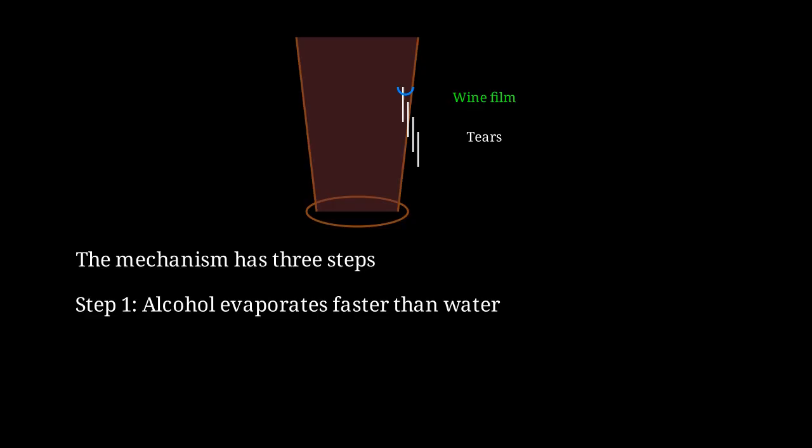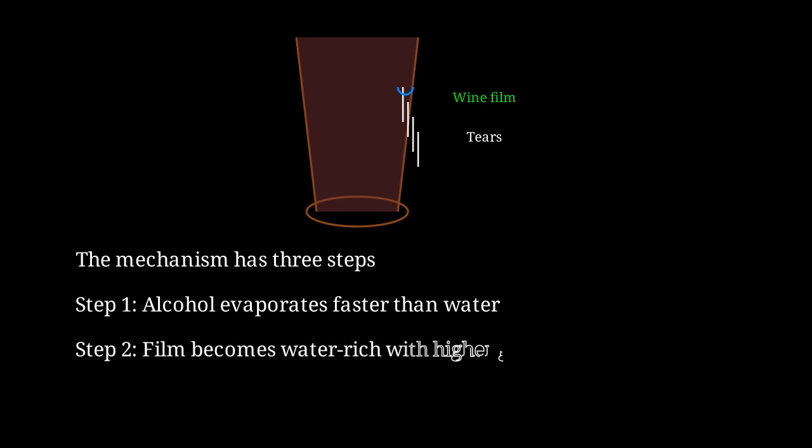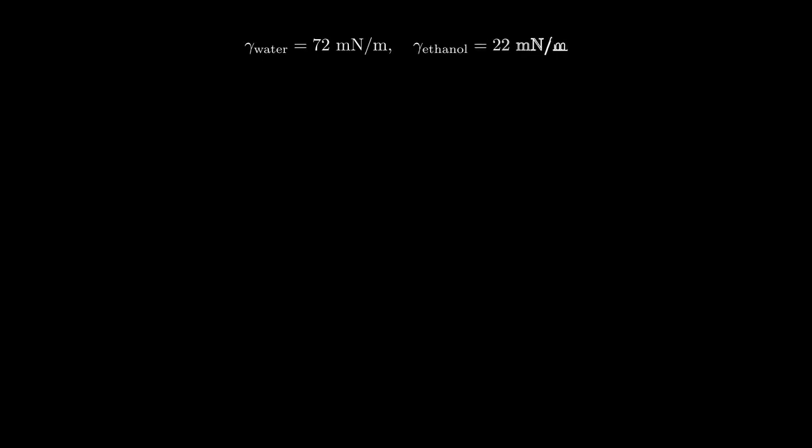The mechanism involves three coupled processes. Let me walk you through them step by step. Step 1. Wine is a mixture of water and ethanol. Ethanol is more volatile than water, so it evaporates faster from the thin film on the glass wall. Step 2. As ethanol evaporates, the film becomes enriched in water. Since water has higher surface tension than ethanol, the surface tension of the film increases. Water has a surface tension of 72 millinewtons per meter, while ethanol has only 22 millinewtons per meter.